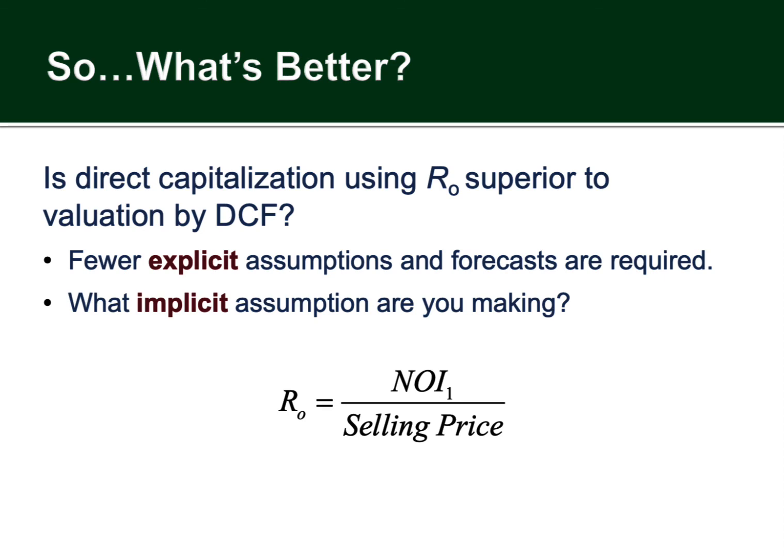And as long as nothing about this property is expected to change significantly in the coming years, then this is fine. But problems occur when you make these kinds of assumptions implicitly and then they turn out not to be true. So if there's a major change expected for the property in the coming years, you really need to look at a DCF approach and model those expected changes explicitly.